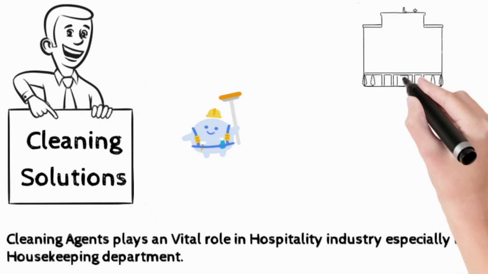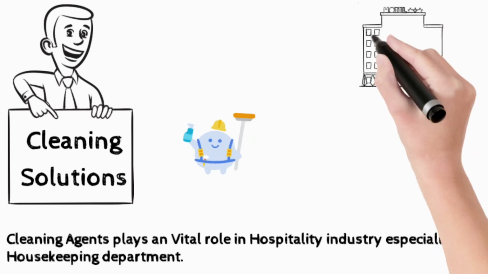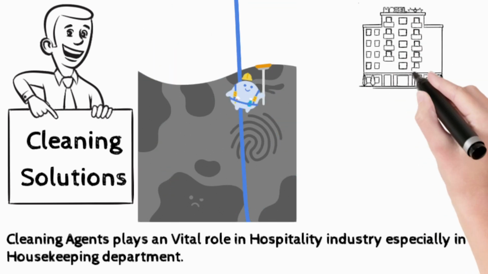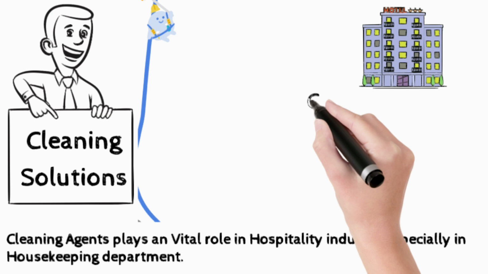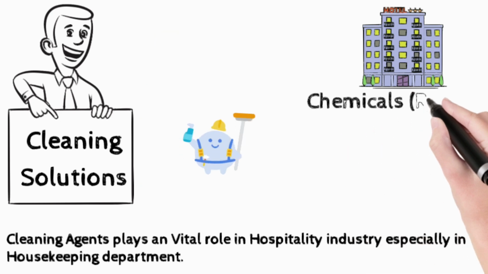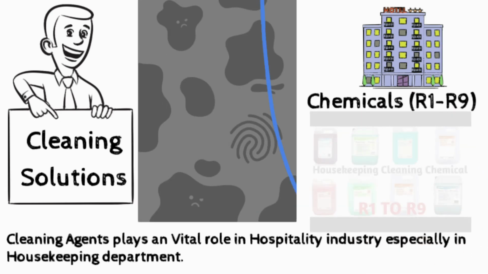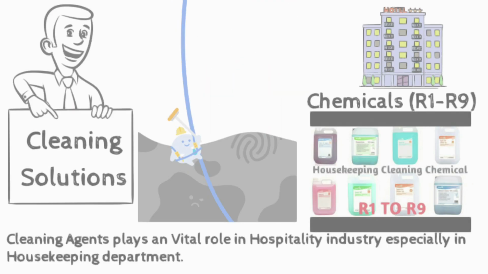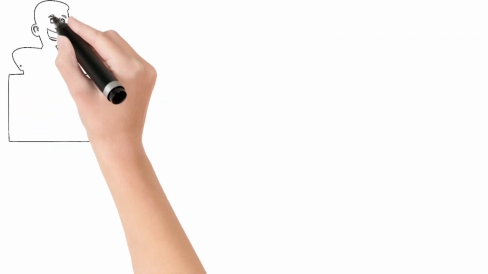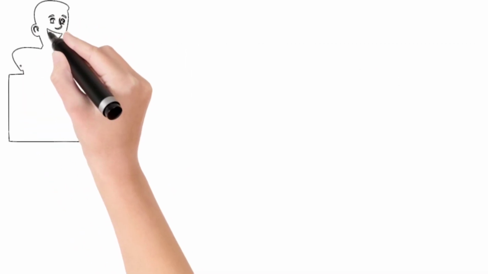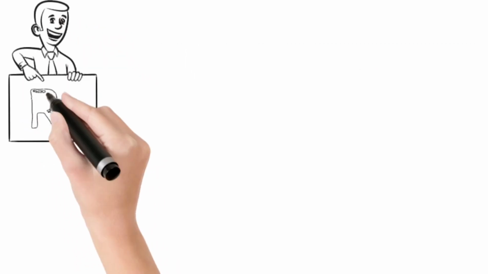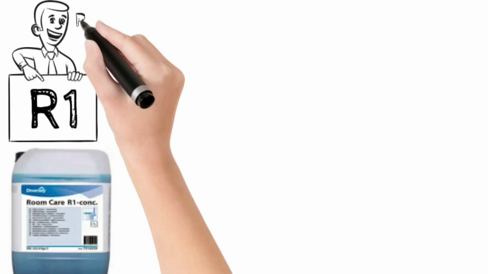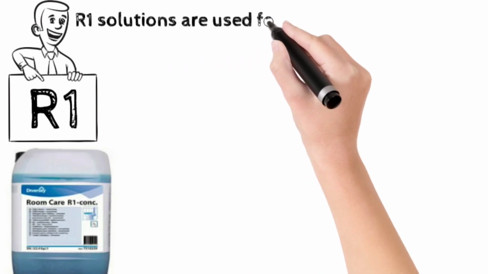Different things in hotels require different types of cleaning solutions. We are going to see more in detail, one by one, with proper usage methods of cleaning agents. Cleaning agents are given specific codes, e.g. R1, R2, R3. The letter R stands for room care. R1. What is R1? R1 solutions are used for cleaning and sanitizing bathroom and toilet surfaces. These solutions are used to clean bathroom surfaces, sink, tub, tiles, floors and fittings.